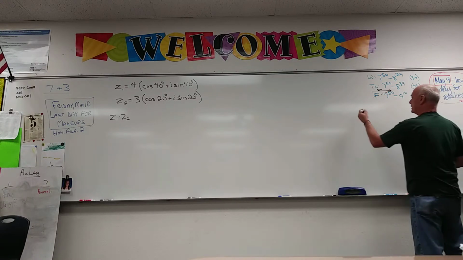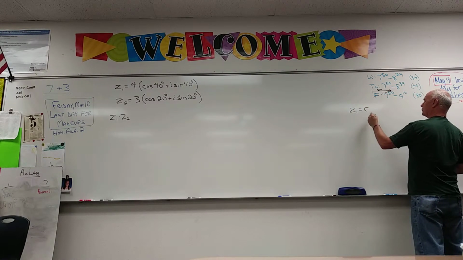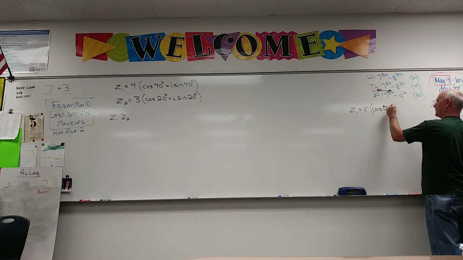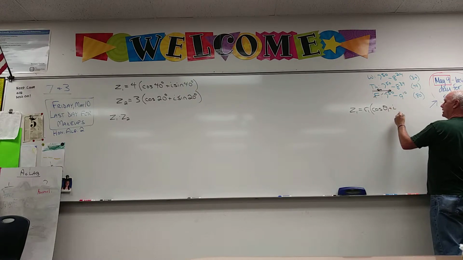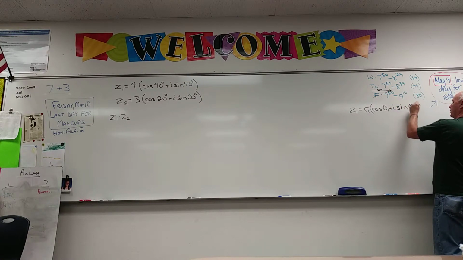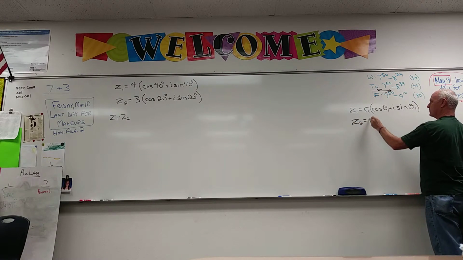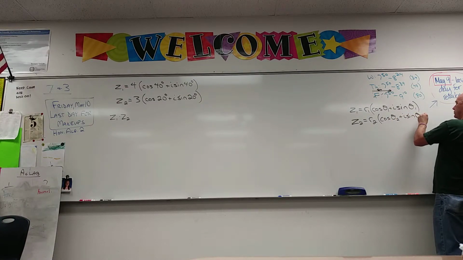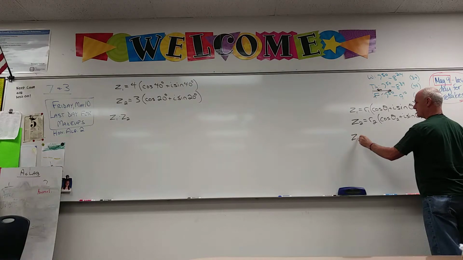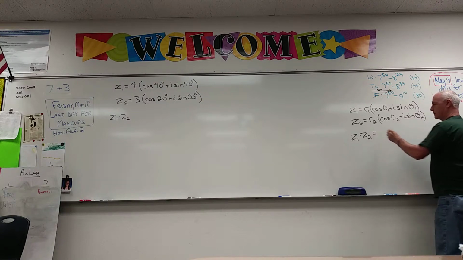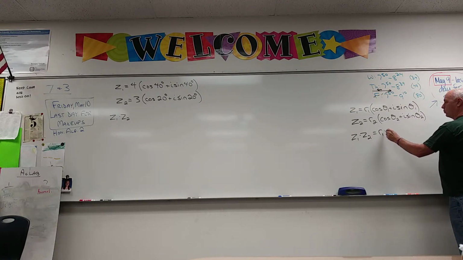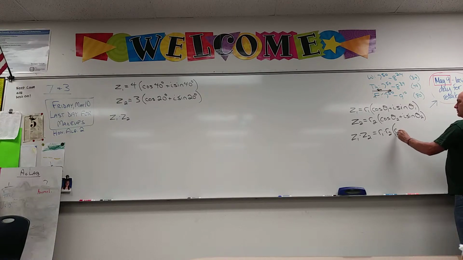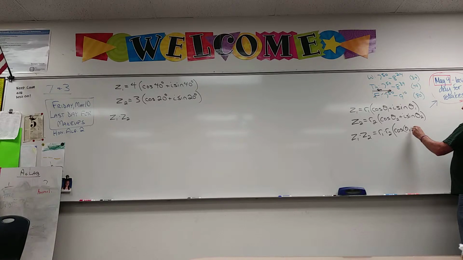So here's our formula. If z1 is equal to r1 times the cosine of theta 1 plus i sine of theta 1, and z2 is equal to r2 times the cosine of theta 2 plus i sine of theta 2, then z1 times z2 is going to be r1 times r2 times the cosine of theta 1 plus theta 2 plus i sine of theta 1 plus theta 2.